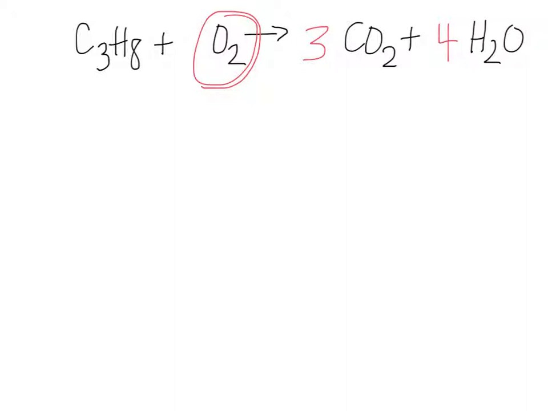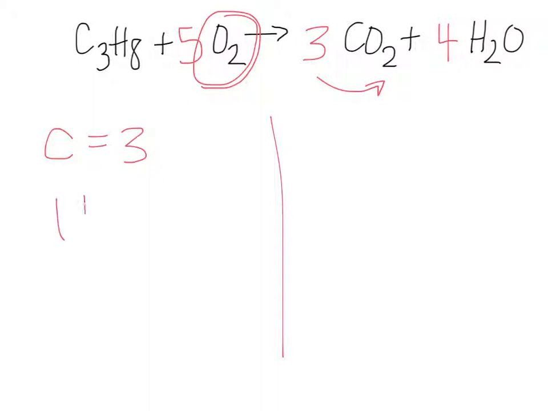And now we need to see how many oxygens we have on that side. So 3 times 2 is going to be 6, and then 4 times 1 is going to be 4, so that's 10. And luckily that's divisible by 2, so that's easy. We just make this a 5. Okay, then go through and double check.